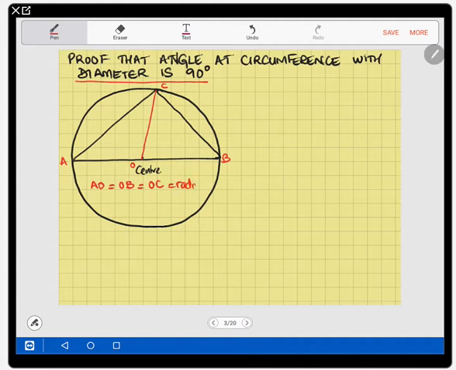Do you agree with me? Yes? Okay. So if they are the same, this length is the same. So what have we got here? We got two isosceles triangles, right? We got AOC and COB. We got two isosceles triangles. Okay, let us call this angle X.